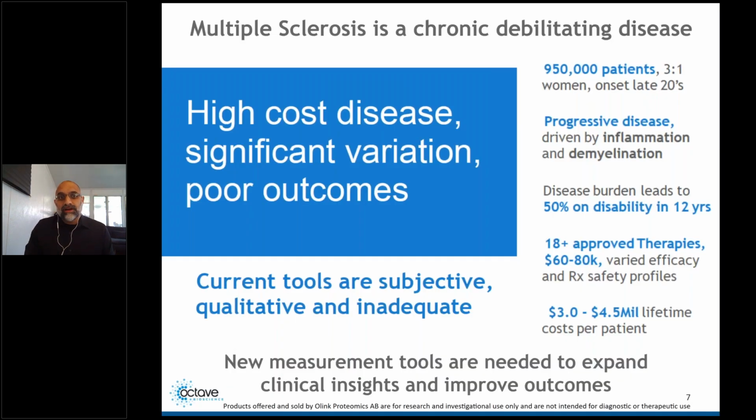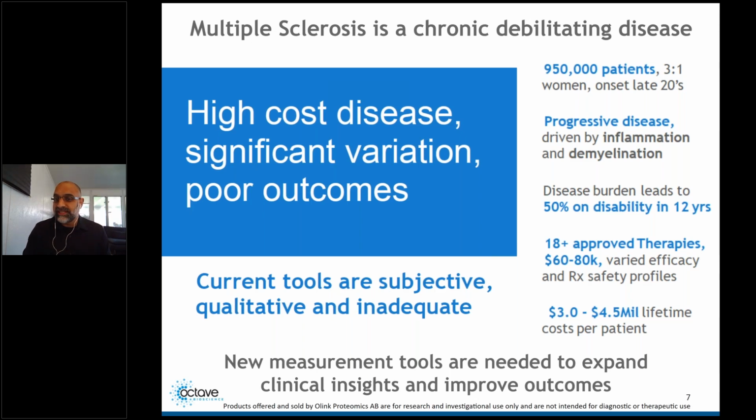Background: this is the problem we are trying to address at Octave Bioscience. Multiple sclerosis is a chronic debilitating disease. It affects nearly 1 million patients in the United States, with a 3-to-1 ratio of women to men. The onset is on average in the late 20s. Being a lifelong disease, patients are dealing with it for decades after diagnosis. It's also a progressive disease driven by inflammatory processes, immune modulation processes, demyelination, and neurodegeneration.